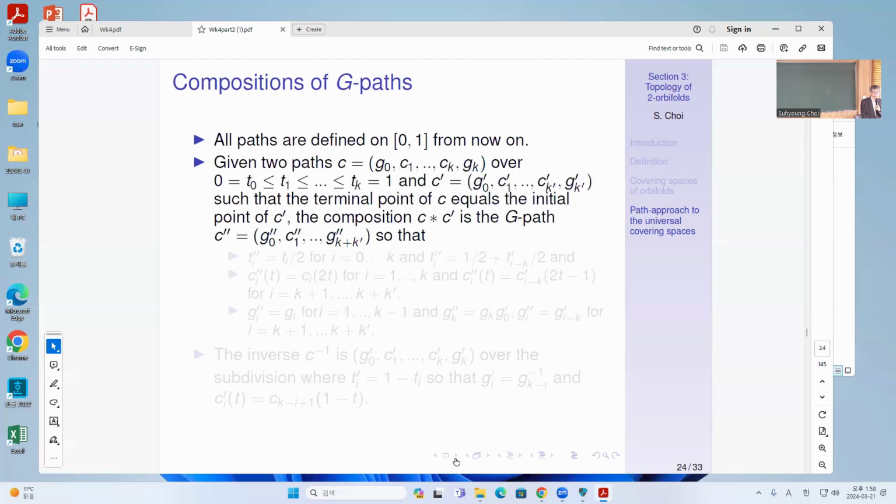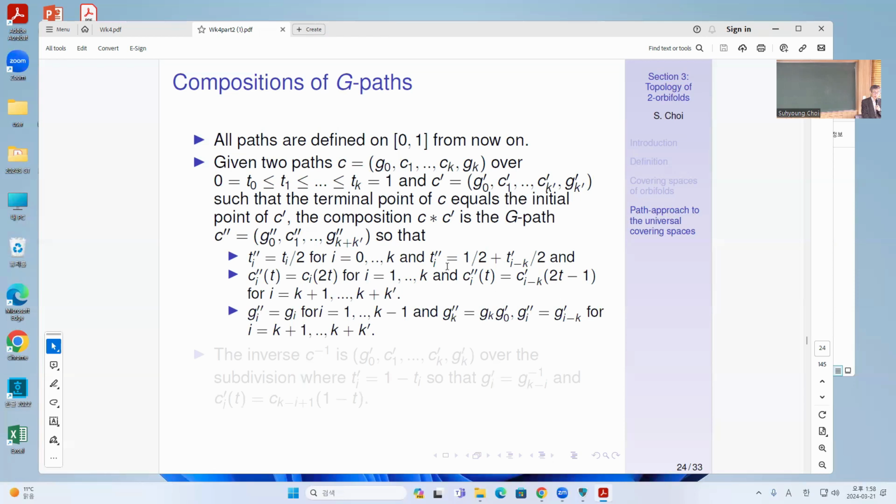And also you can compose two paths. So you have one path and then another path. And if the terminal point of this C equals the initial point, then you can do the composition of C prime C star, to C double prime. So we let TI double prime be the one divided by half, and then this CI T to be CI 2T, and then for bigger than K, you have to slow down by minus one half. So it's the same as before.